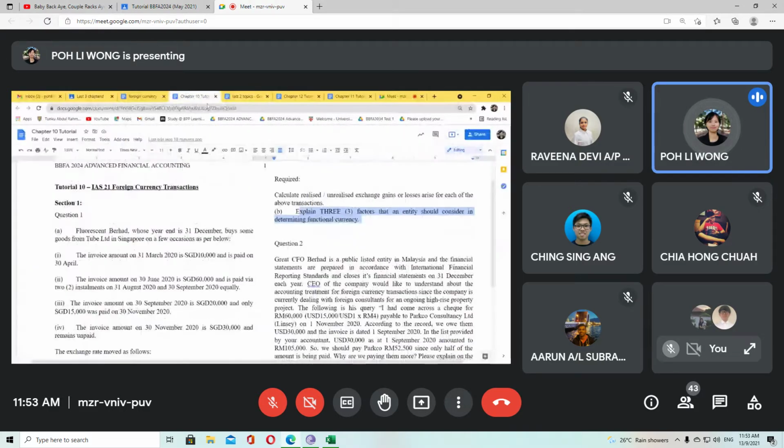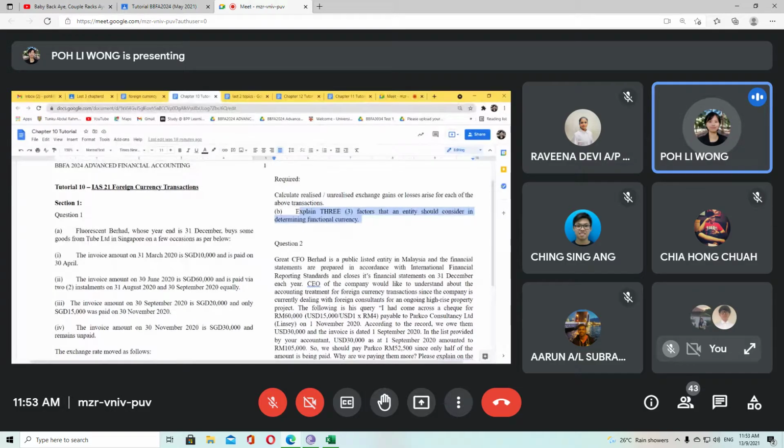All right, so if you want to know what's the factor that an entity should consider in determining functional currency, as I have mentioned, sales invoice, purchases invoice in ringgit Malaysia. Second thing, borrowings, sales invoice and purchases invoice based on the currency that the country has already designated.